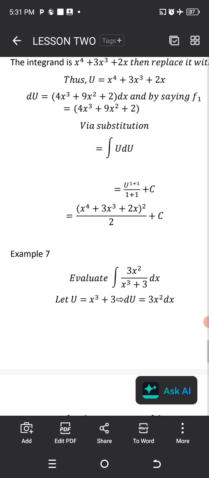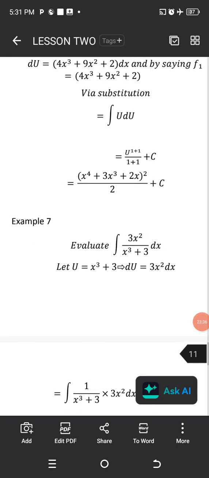So example 7, the same steps. This is a quotient function. Example 6 is a product function; this one is a quotient function. The higher power is x raised to power 3 plus 3. So you differentiate that higher power function.